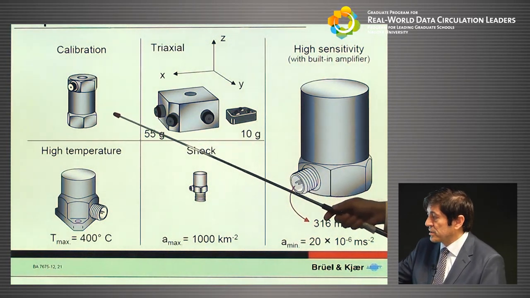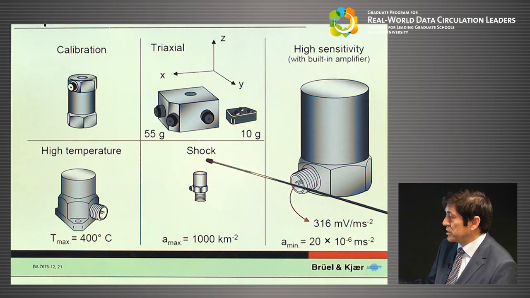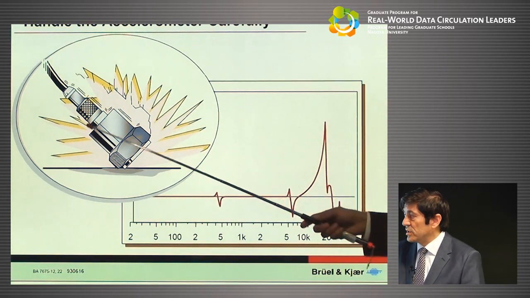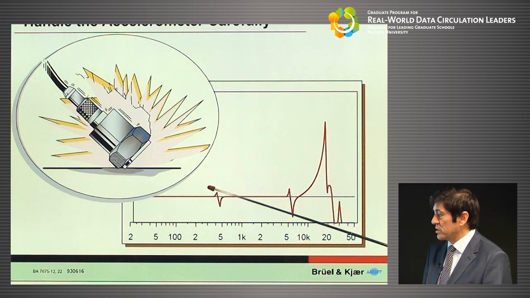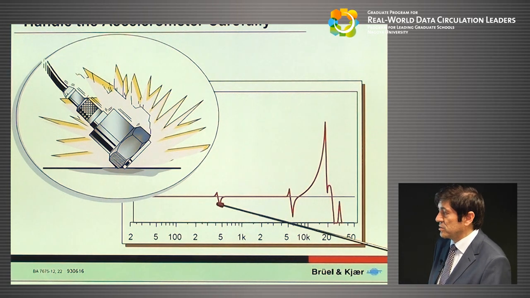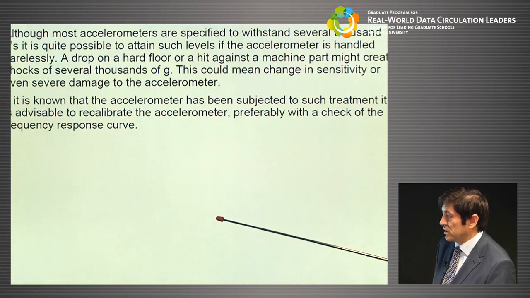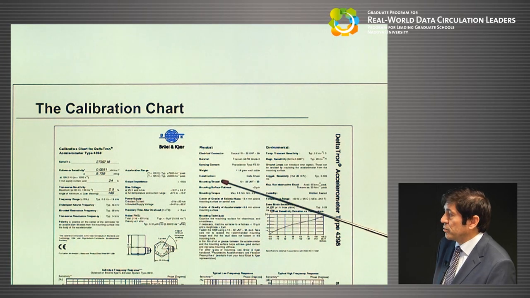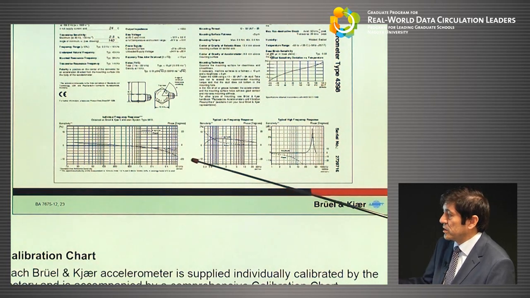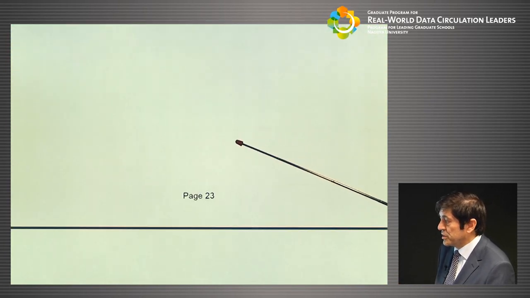These are special accelerometer types: calibration accelerometers, triaxial accelerometers, high temperature or shock accelerometers. These are different types of accelerometers. If you drop those sensors, generally they are very sensitive devices. It generates very large signals inside the sensor. It may get damaged. By just dropping it to the ground, you may totally damage the sensor. We should be careful. For these sensors, there are calibration charts. It shows the original response of the sensor. It should be checked frequently.